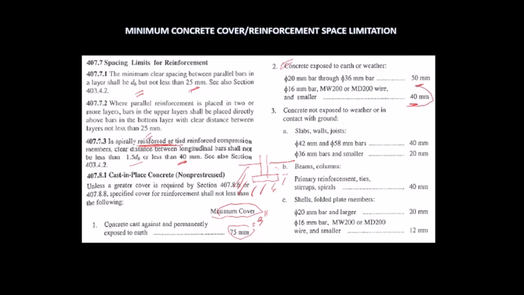Actually, ito yung nakikita niya. However, meron pa tayo dito concrete not exposed to weather and contact. Actually, yung mga beams and columns na nasa loob ng building. So, slabs, wall, joist for 42 mm to 58. Laki naman ito. Pero meron yan. Slabs or joist ay kasama yung joist. Ano ba yung joist? Parang building. Then walls. Yung walls na ito, mga shear walls. So, 40 mm din. Pero kung titingnan nyo, laki naman ang diameter. So, 36 and smaller. Malaki na nga yung 36, so 20 mm.